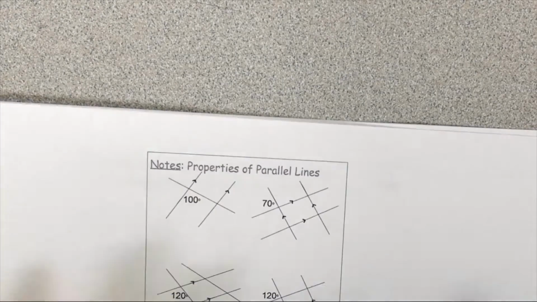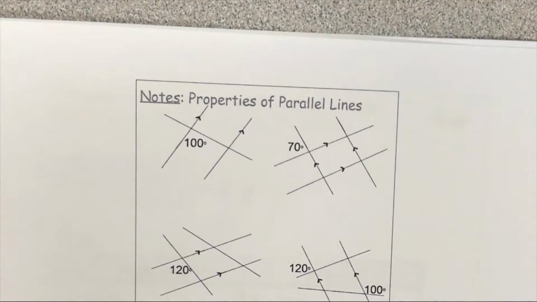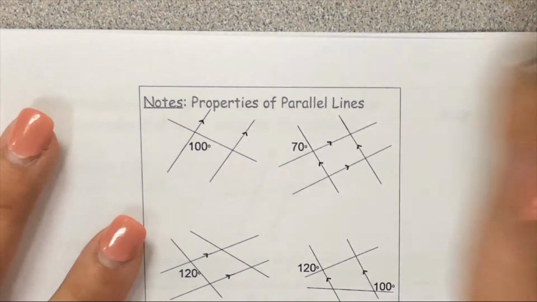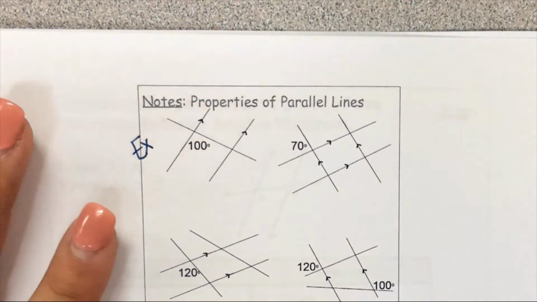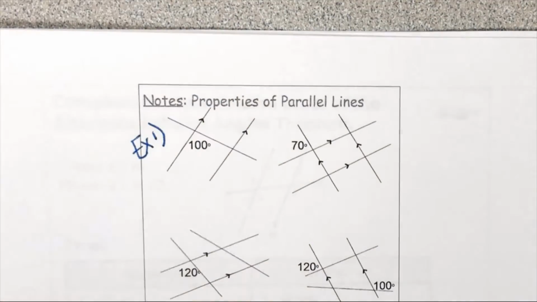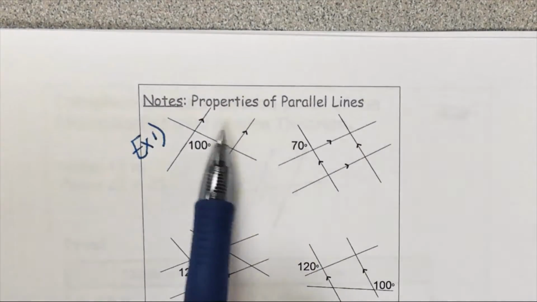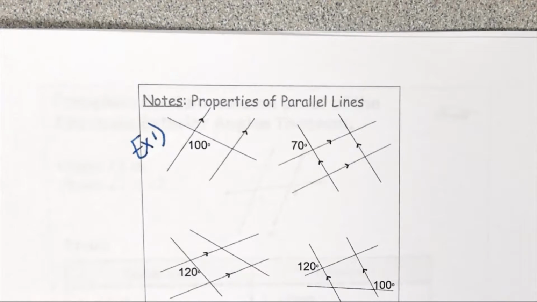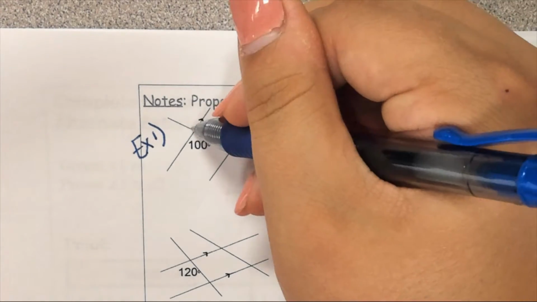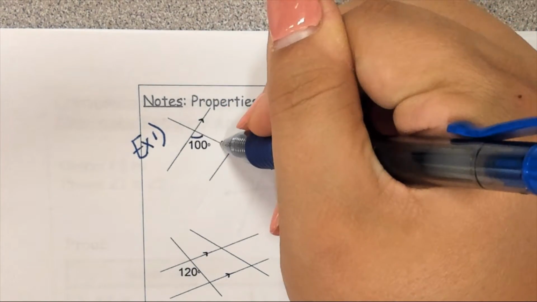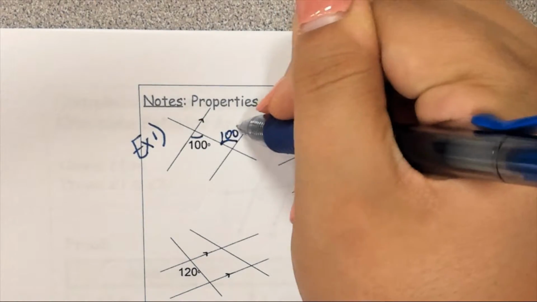Okay. So, let's zoom into these two. I would like you to write this example down. Now these symbols right here mean that the lines are parallel. And so if you know my parallel lines, then you know my alternate interior angles are congruent.